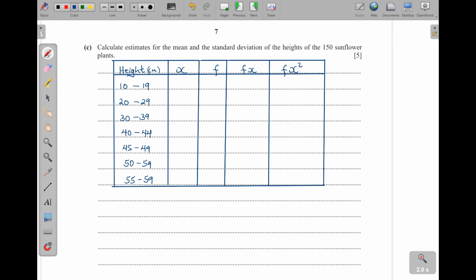So 10 plus 19 divided by 2, this one will give us 14.5. This one is 24.5. This one will be 34.5. This one will be 42, because 84 divided by 2, that is 42. And then 47 here. Then we shall get 52 here. And then here we shall get 57. Okay. Then the frequencies.